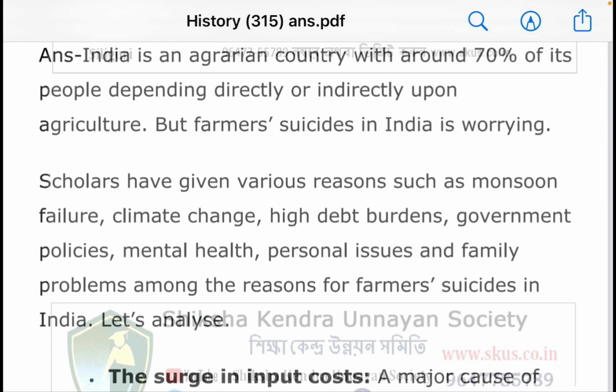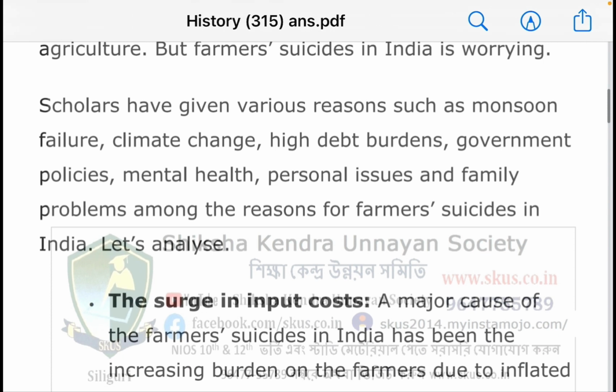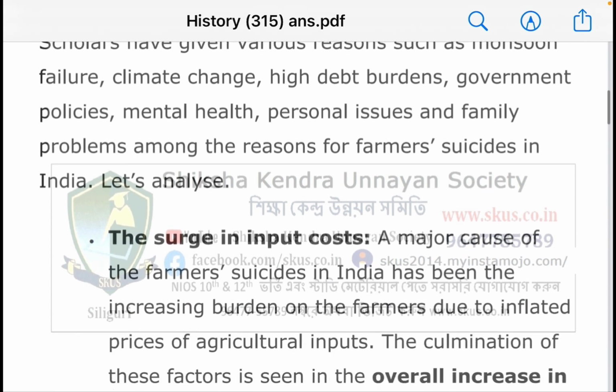Now there are many reasons for which farmers are committing suicide in India. ठीक है, farmer बहुत ही ज़्यादा reason है farmer लोग जो reason से वो लोग suicide करते हैं. The reason is monsoon failure, climate change, high debt burden, government policies, mental health. And some of the important points in India are the surge in input cost.